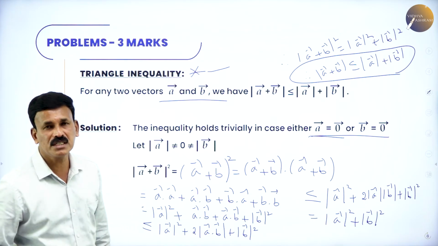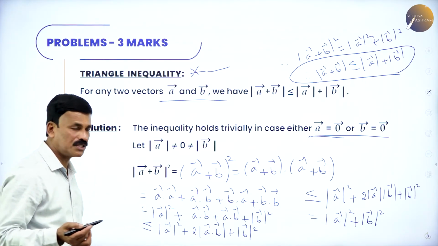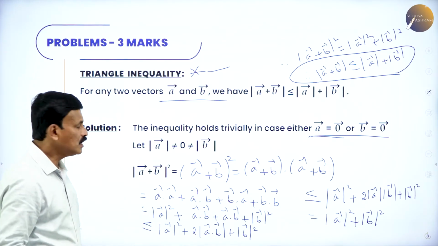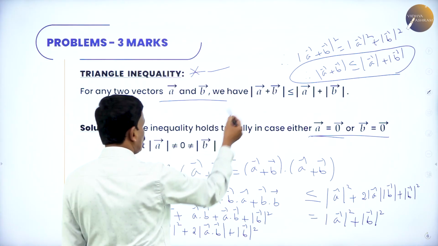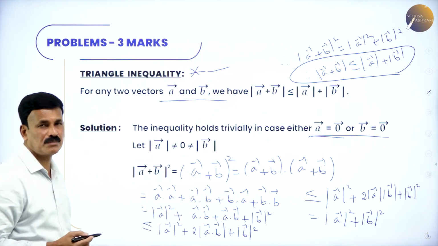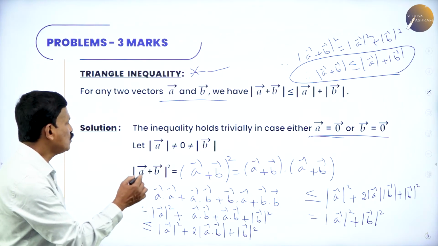That is, if vector A is not equal to 0 and vector B is not equal to 0, then we have the length of A plus B whole square. The magnitude of A plus B whole square can be written as A plus B whole square.